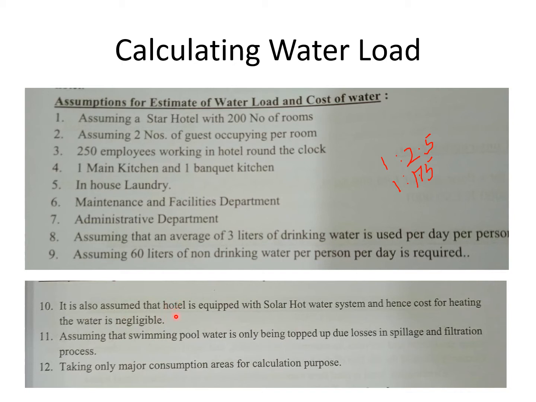So basically these are your major consumption areas. What are they? The rooms, then you have the kitchens, you have the employees, and you have the laundry, which is a big time water guzzler, maybe swimming pool also. And then what do we assume about a person's behavior as far as drinking water? We look at 3 liters, and the other water which is required is about 60 liters, is our assumption.